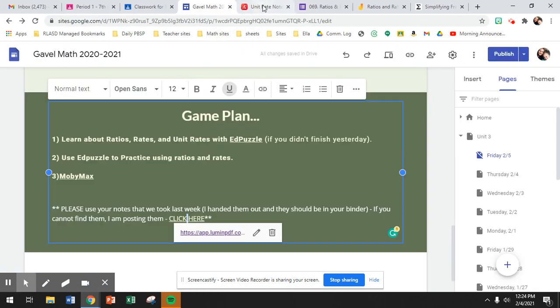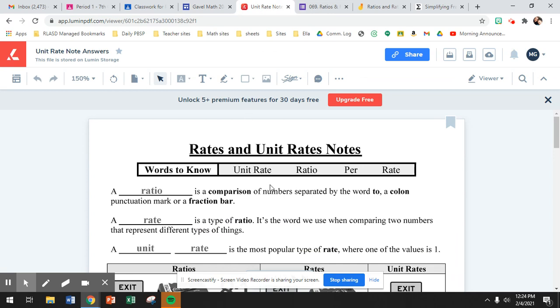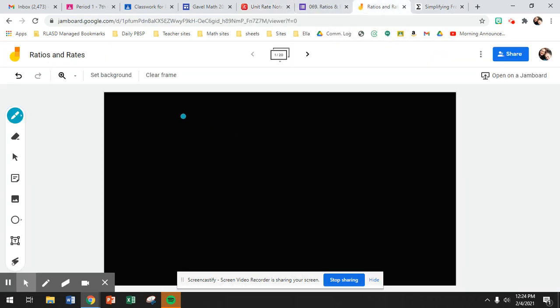So I just want to review. You should know, based on the notes we took last week and the Edpuzzle that you should have done before this, a ratio. We learned about that. Remember, we were doing the Post-it notes in the Jamboard, comparing numbers separately. You can use "to," a colon, or a fraction bar. So your ratio, just as a quick review, let's say it's 10 girls to 2 boys. You can do your colon, 10 girls to 2 boys. It can say 10 to 2, or it can be 10 over 2. These are all ratios, comparing one thing to another.